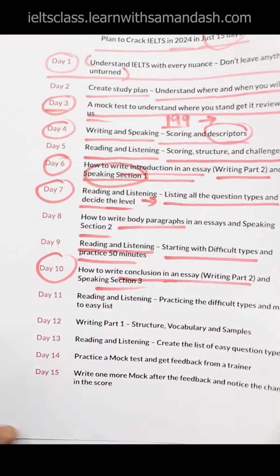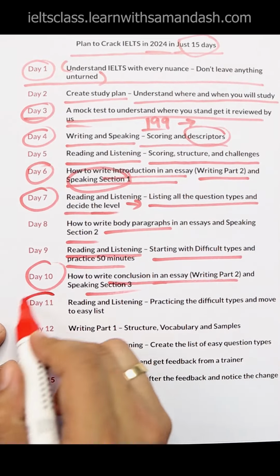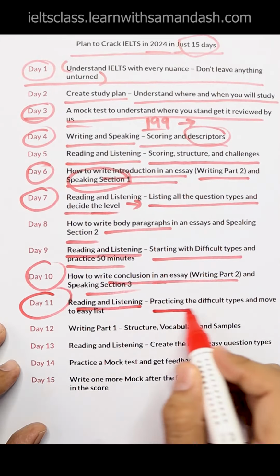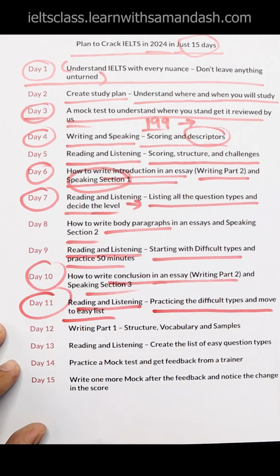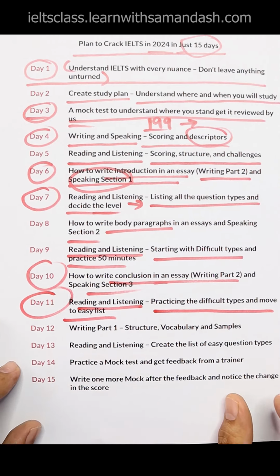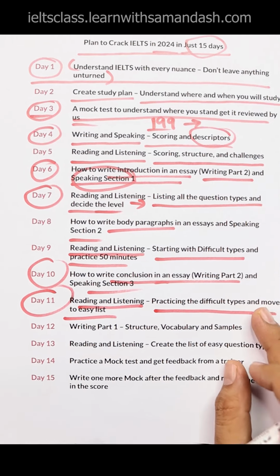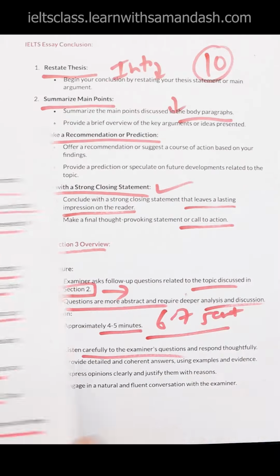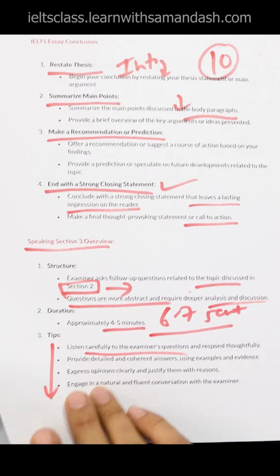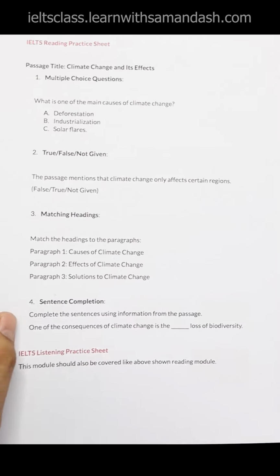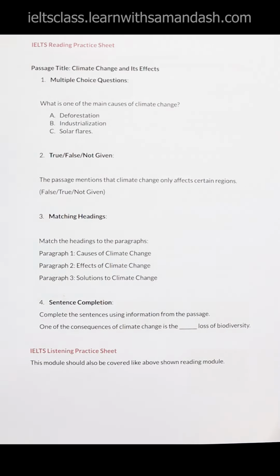Now coming to day 11, reading and listening again. Practice the difficult types and move to the easy list. Now, already we have discussed that we have to practice difficult types. Here again you can practice if you have some left, and move them to the easy list if they become easy for you. What does it mean? So let's say, 1 second. So we have here some questions, right?